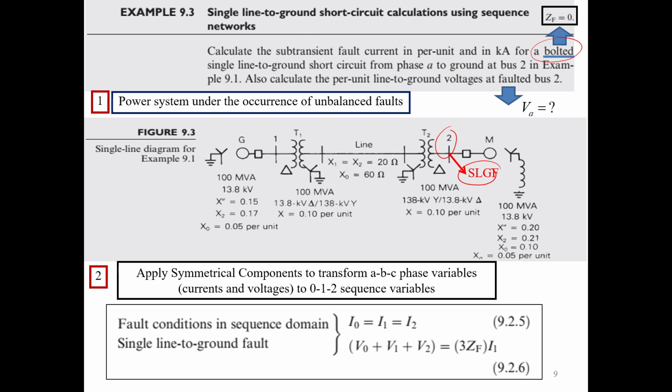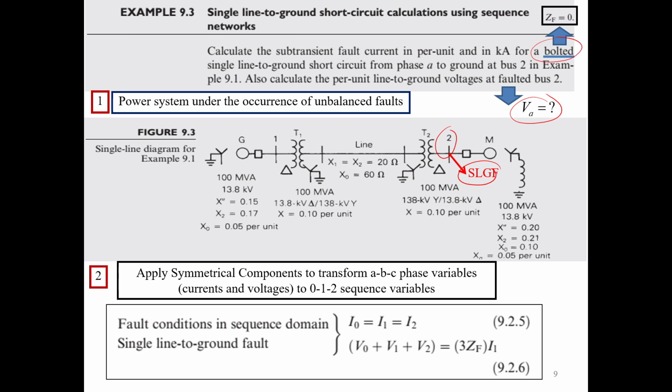Line to ground voltage means that the problem asks you to find VA, because the fault happened at phase A, the line to ground at the faulted bus. So that means the problem asks you to find VA. These are all the steps, the 7 steps that you have to follow.